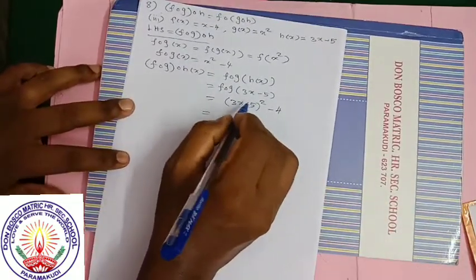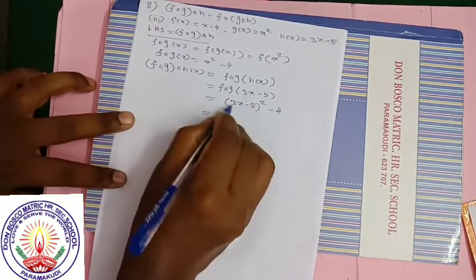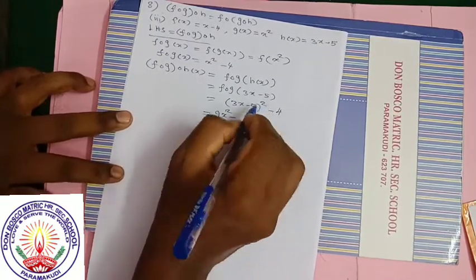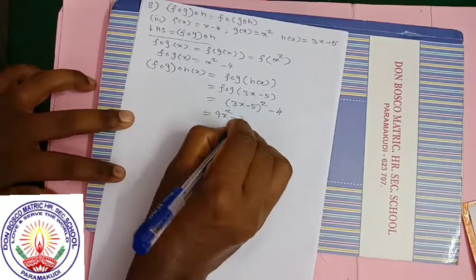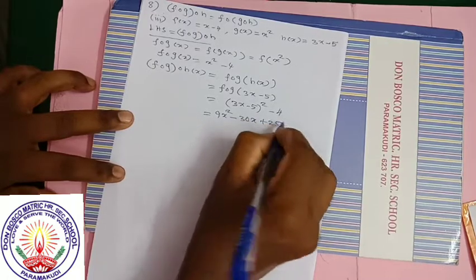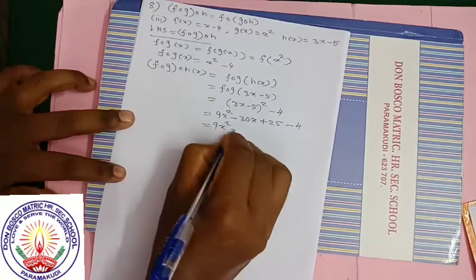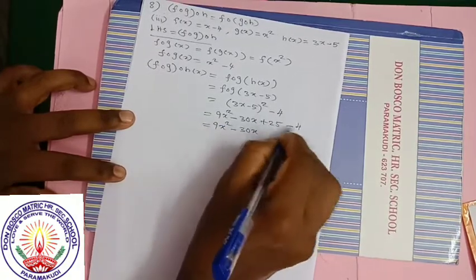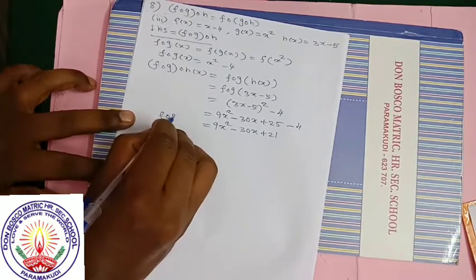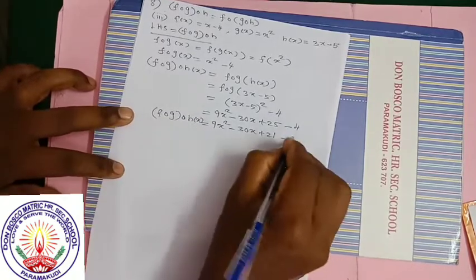So a minus b the whole square formula. A minus b the whole square is equal to a square minus 2ab plus b square. A square is equal to 3x the whole square. It is 9x square minus 2ab. 2a means 5 2s are 10. 10 into 3, 30x plus b square. B square is equal to 5 square. 5 square is equal to 25 minus 4. Therefore this is equal to 9x square minus 30x, 25 minus 4 is equal to 21. What is this? F composition g composition h of x. Equation number 1.